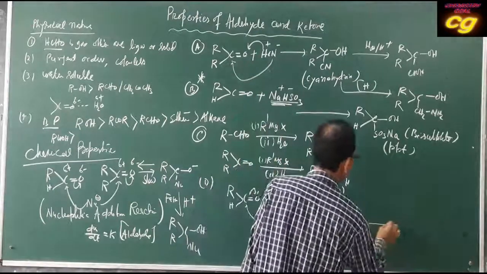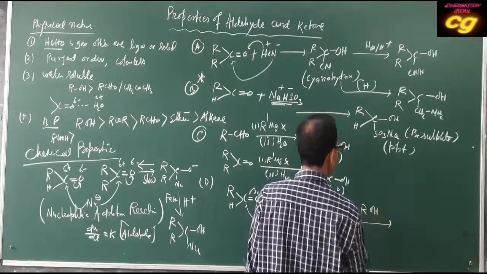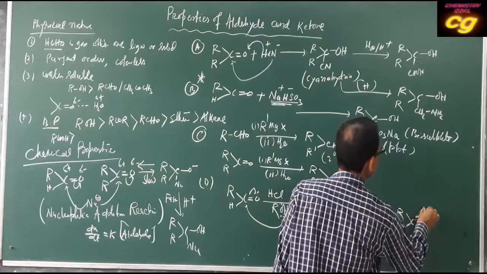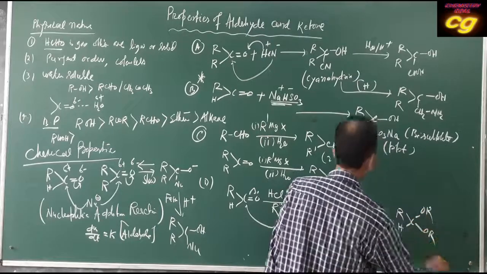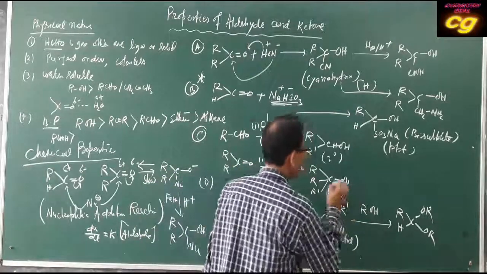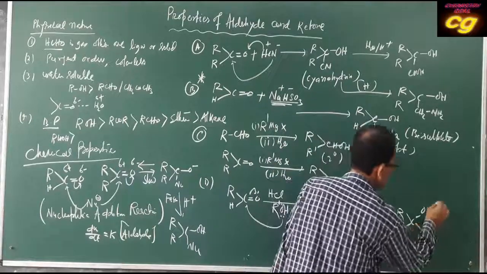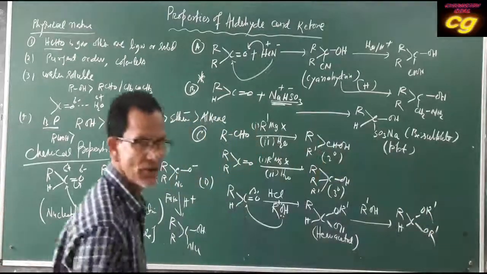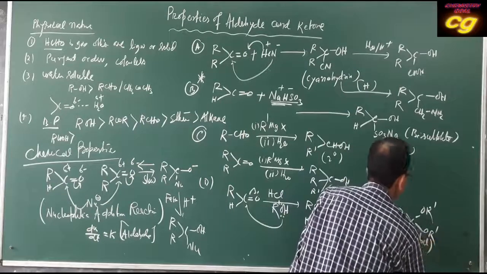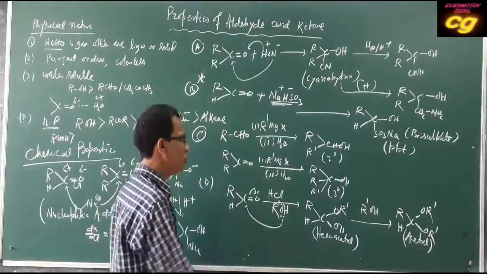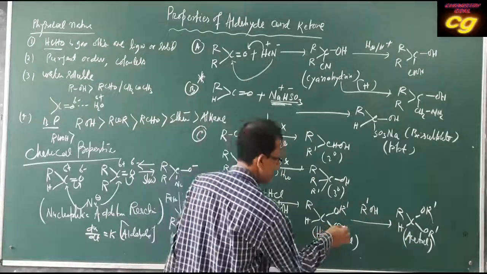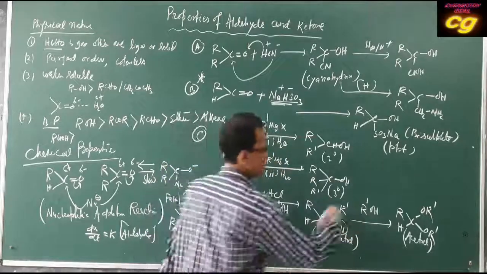But when you do it again with ROH, the second product will be RCH(OR)2. The OH will be replaced by OR. So this product is called acetal. Aldehyde reacts with alcohol forming acetal. First stage hemiacetal, meaning the OH group will be free, then acetal.